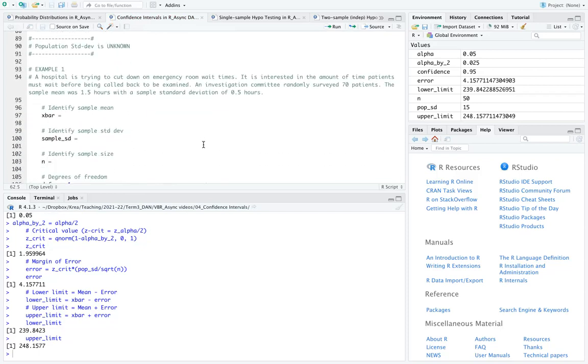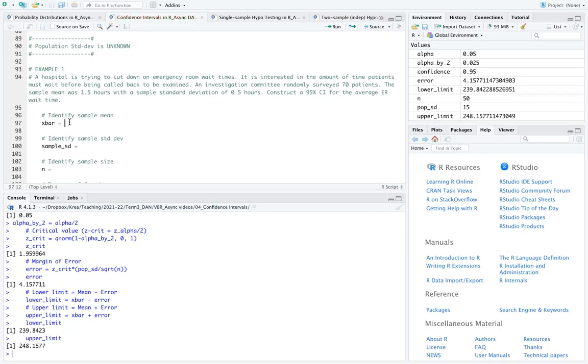We'll now go over the second example where the population standard deviation is unknown. So here we're now going to actually use a t-distribution. So let's read the question. A hospital is trying to cut down on emergency room wait times. It's interested in the amount of time patients must wait before being called back to be examined. An investigation committee randomly surveyed 70 patients. Sample mean was 1.5 hours and a sample standard deviation of 0.5 hours. So let's construct a 95% confidence interval for the average ER wait time.